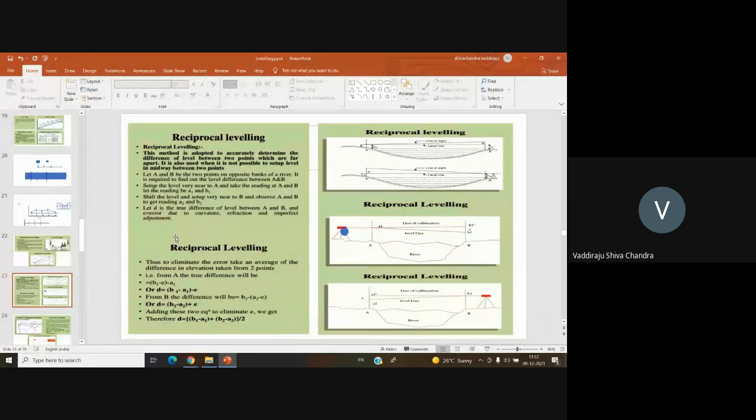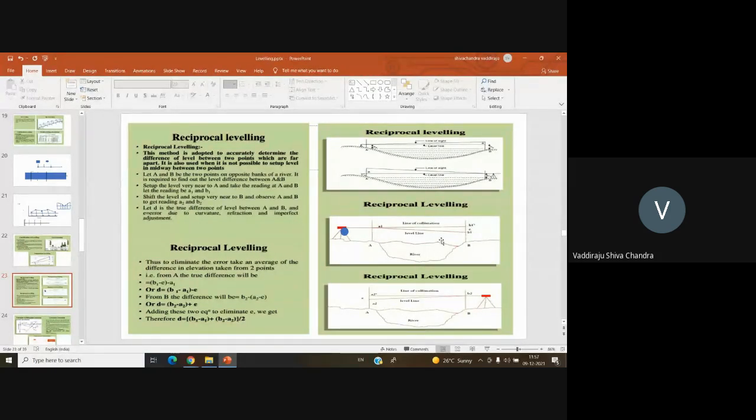Curvature effect and refraction effect will definitely be there when the distance from the instrument is increasing, because the earth is curved. So to eliminate this error, we take an average of the difference in elevations taken from 2 points. That is, from A, the true difference will be B1 minus A1 minus e. You can see here from A, the true difference will be B1, from here to here, minus e. Or you can also write it as D is equal to B1 minus A1 minus e.